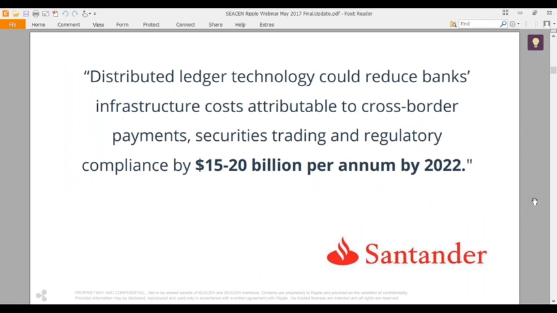Here's a quote I have from Santander, the large Spanish bank. In their studies with this technology, they see the potential to save $15 to $20 billion a year by 2022 when this technology is applied to cross-border payments, securities, and compliance. So a huge potential for cost savings that can come from adopting this technology.